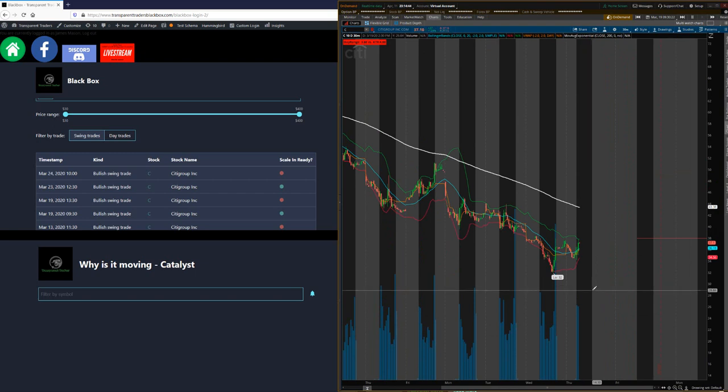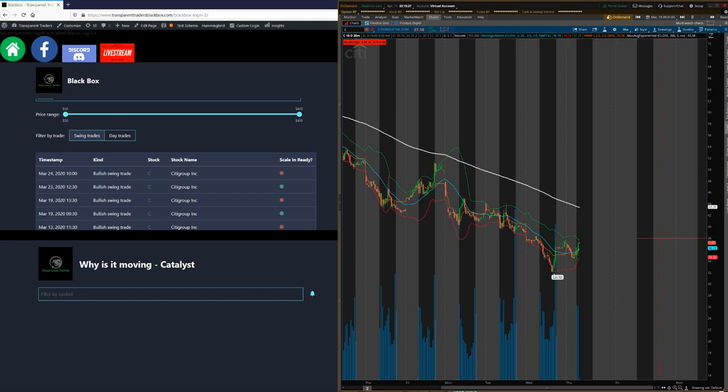So this is Citigroup, March 19th, 9:30 a.m. Central Time, right here. This alert would have just come through. At that time, this button would have been green. Now, disregard these other buttons, because in this moment, this is the only thing that we would have had. This would have been our freshest alert. And you will always go off the newest one. And with that newest alert, you'll basically use this scaling ready button as an indicator.